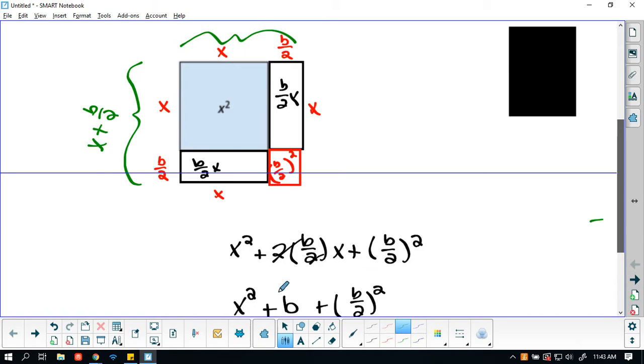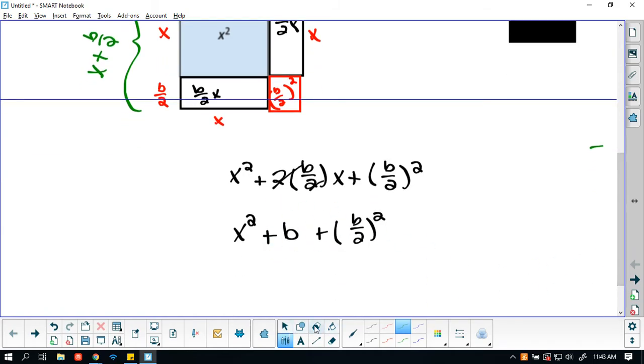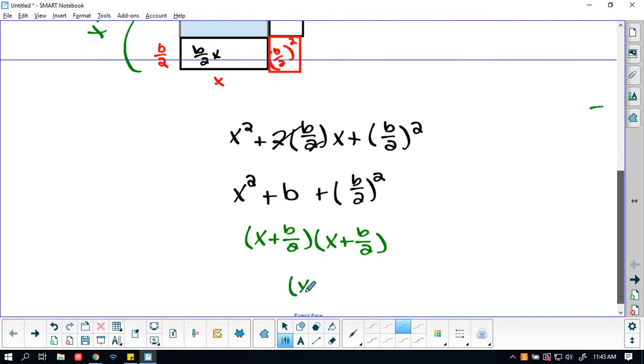And so basically to get this area, this is the area right here, we're doing x plus b divided by 2 times x plus b divided by 2, or x plus b divided by 2 squared. I would put a star next to this. This is a very good setup for when we need to go into vertex form. If you could remember, x plus b divided by 2 squared gives us that perfect square.